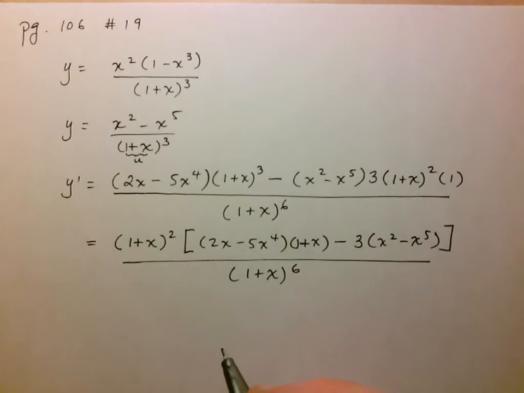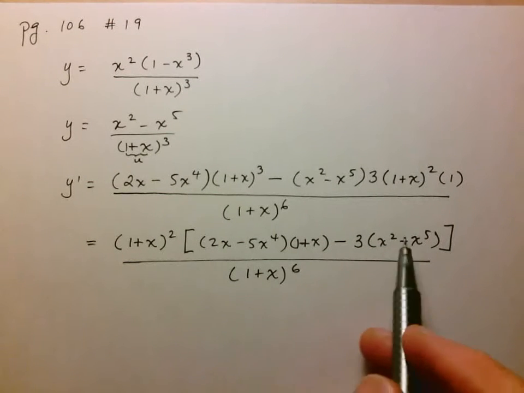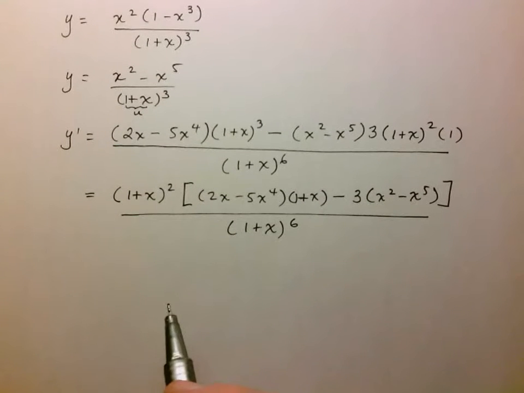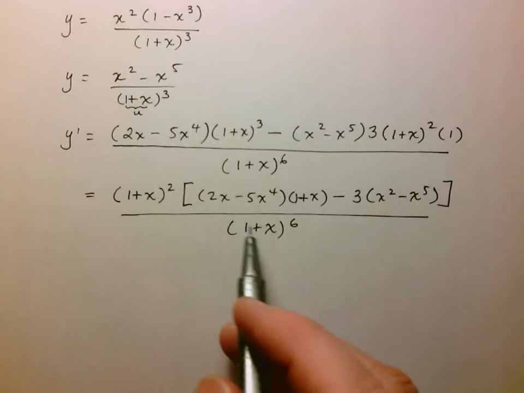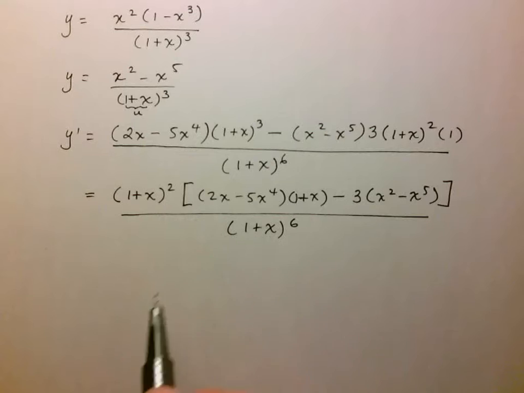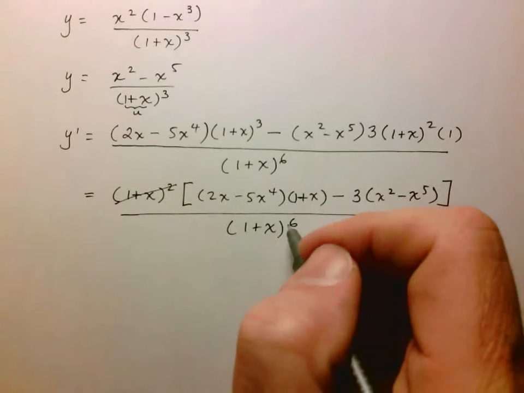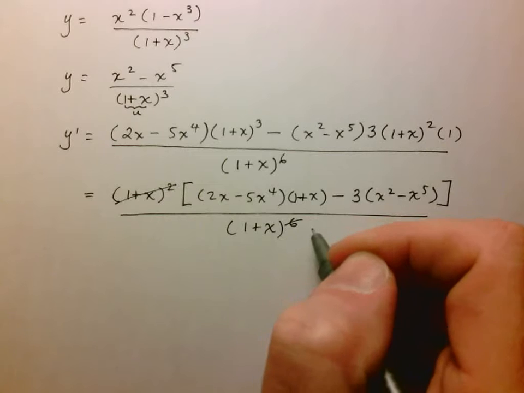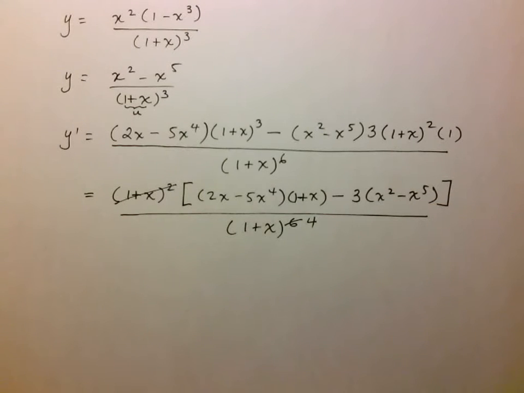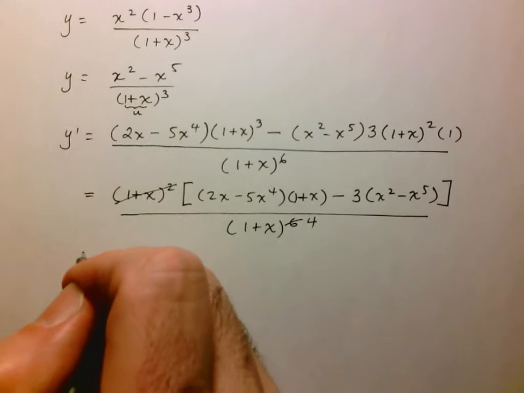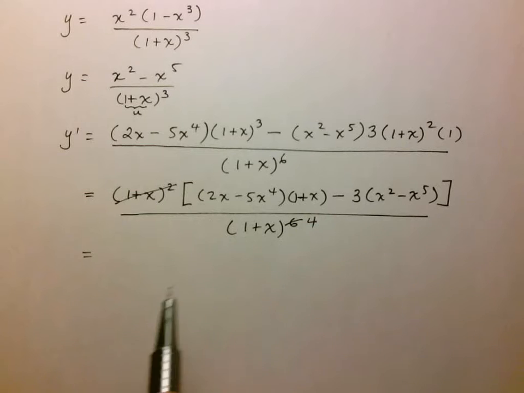Okay, so now what I've done is I've managed to really simplify the algebra that I have to do to simplify in the numerator. First I notice that I've got factors of 1 plus x in the numerator and denominator, so that cancels out with 2 of these in the denominator, so I'm just left with 1 plus x to the fourth. Now let me work at simplifying the top.